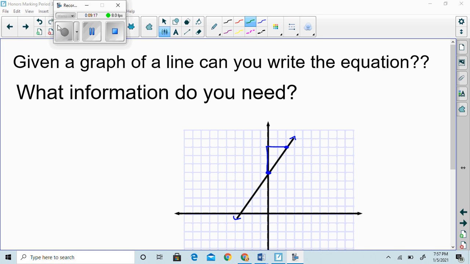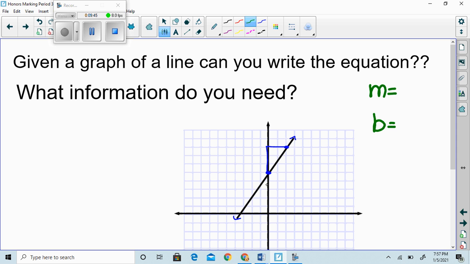Before I end this video, I did want to mention one other way that we could write that equation in slope-intercept form. What if we were given a line that's been graphed for us? What information do we need in order to write the equation? Well, we need slope and a y-intercept. Identifying the y-intercept on a graphed line is very easy. We find a point that lies on the y-axis.